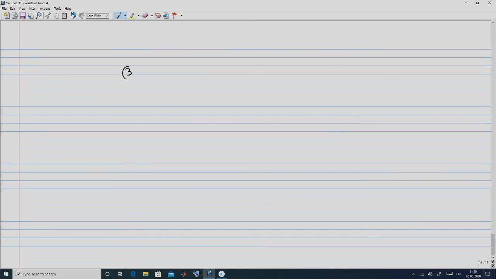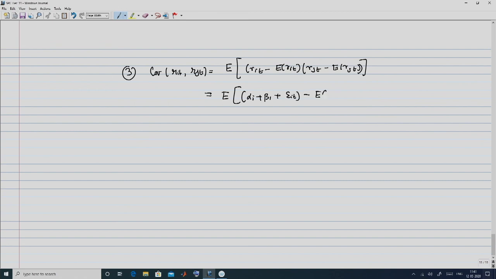All right, so we come now to the last derivation, that is covariance of RIT and RJT, and this is going to be by definition expected value of RIT minus E of RIT into RJT minus E of RJT, and this can be written as E of alpha I plus beta I RMT plus epsilon IT minus expected value of alpha I plus beta I RMT plus epsilon IT. There is actually an RMT here. And this term multiplied by alpha j plus beta j RMT plus epsilon JT minus expected value of alpha j plus beta j RMT plus epsilon JT, and beta j also has the RMT term.